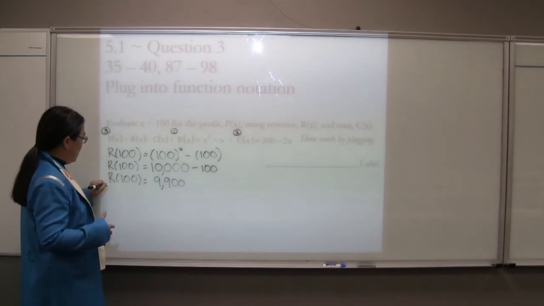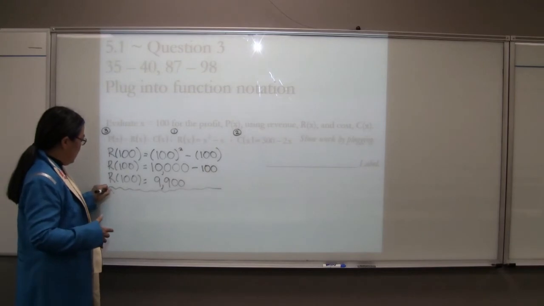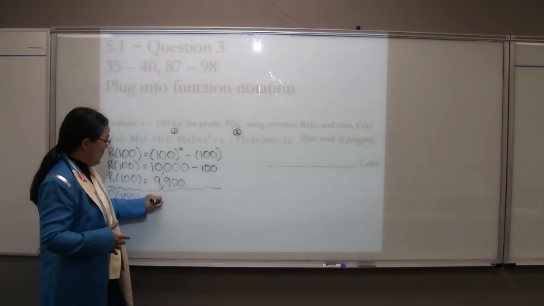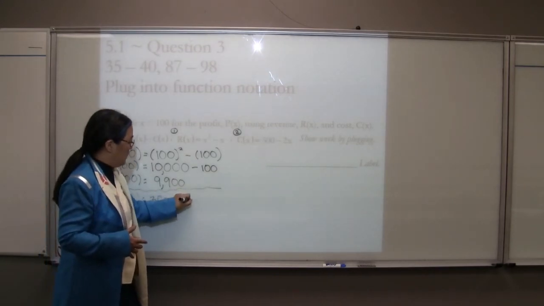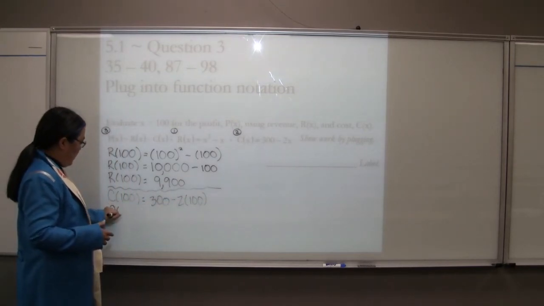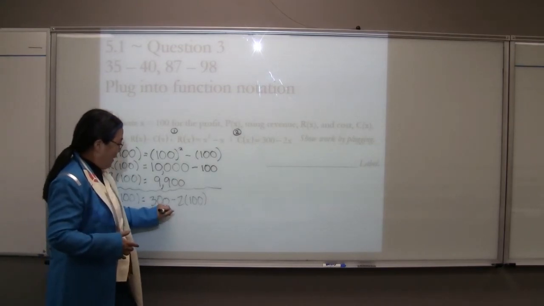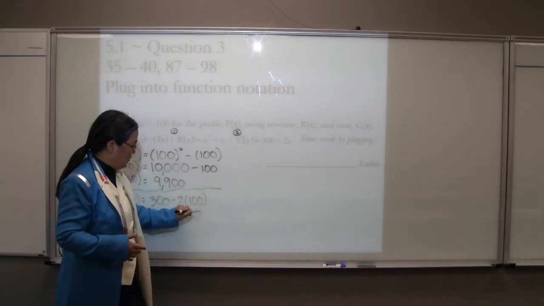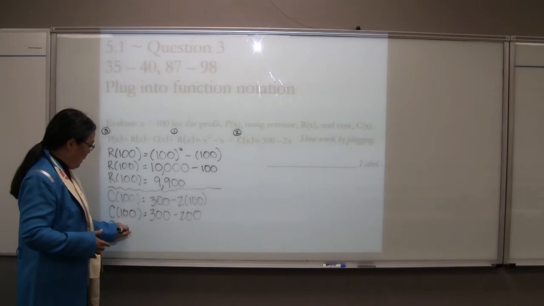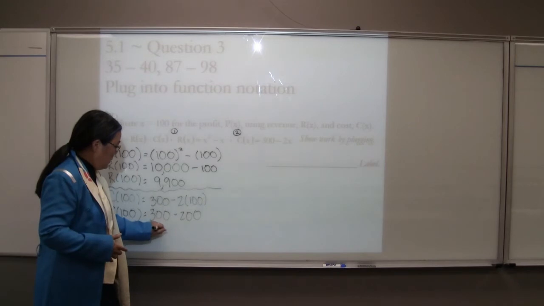Next thing we're going to do, so maybe I'll put a little squiggly line here to make sure we don't get confused. The next thing we're going to do is C, again of 100, not C of X anymore. And that is 300 minus 2 times, plug it in, 100. If you did not use parentheses, you'd have to use a star. And C of 100 equals 300 minus 200, because multiplication goes before addition and subtraction from our order of operations in chapter 1. 300 minus 200 gives me 100.